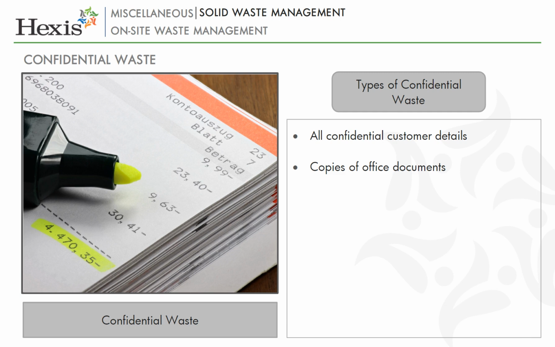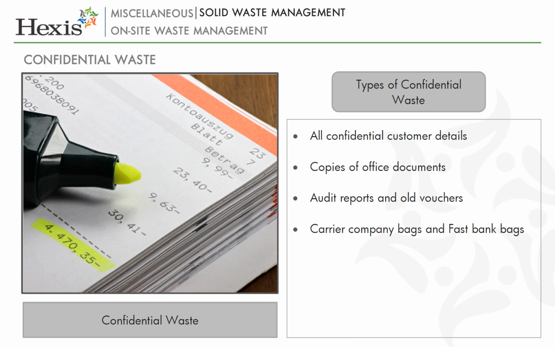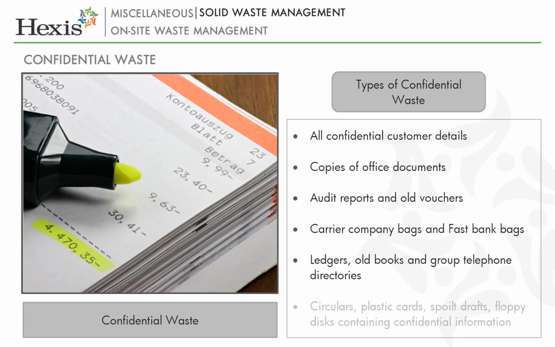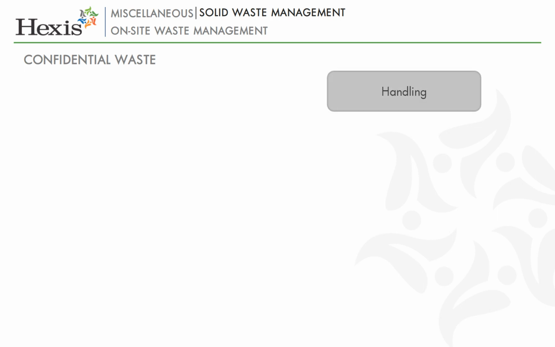Papers containing any information on personal, security or fraud matters such as audit reports, old vouchers. Carrier company bags and fast bank bags which contain an amount or customer details on the outside. Ledgers, old books, and group telephone directories. Superseded manual pages or disks relating to internal procedures to include circulars, plastic cards, spoiled drafts for destruction, floppy disks containing any confidential information.